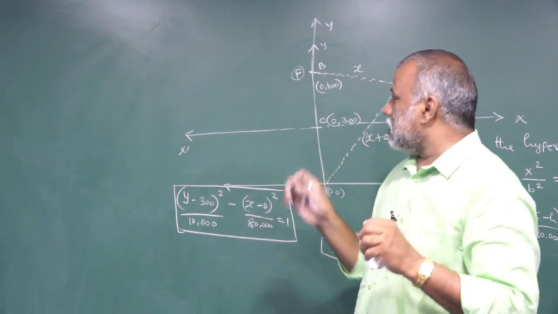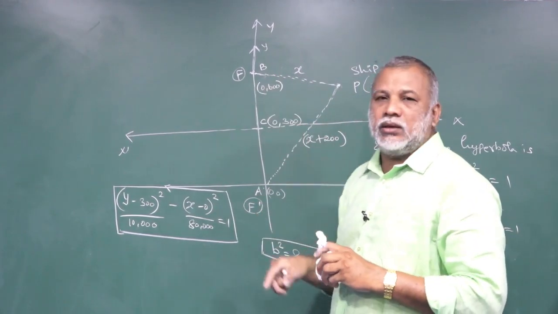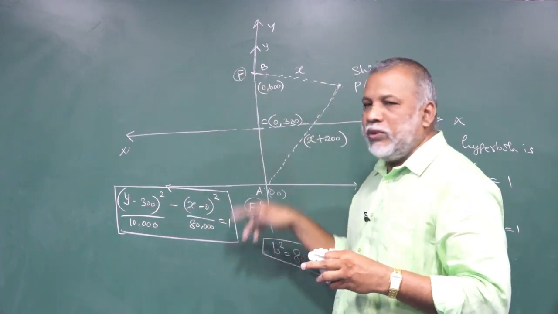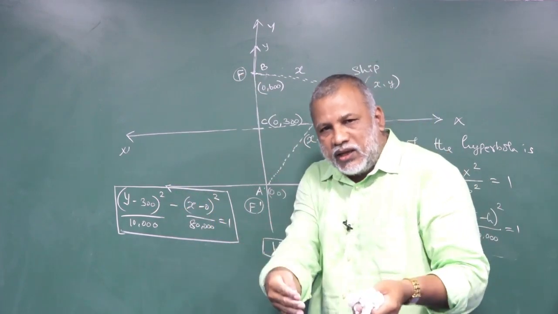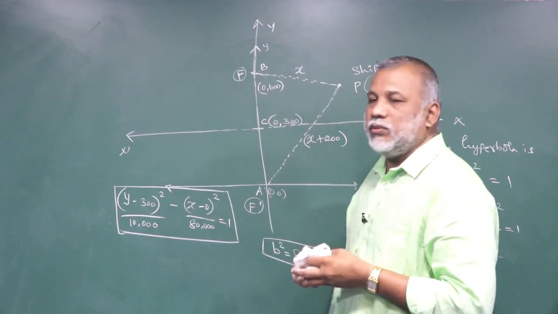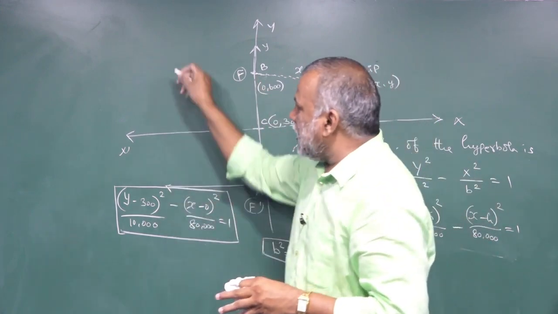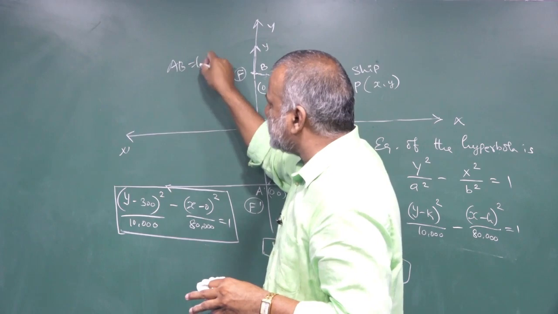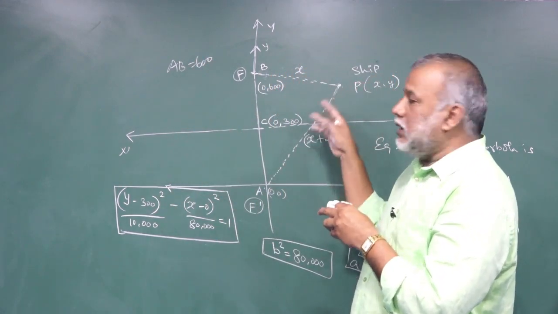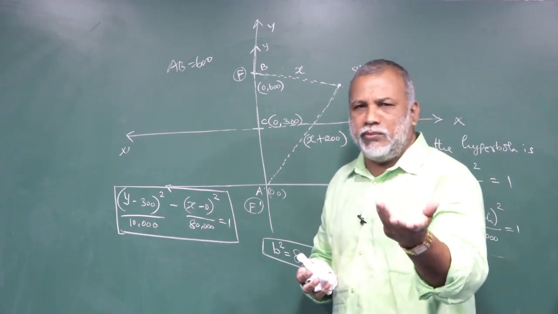Once again, listen to the concept. There are two stations, A and B, located 600 km apart. In the question itself they are giving A as the origin 0, 0, and B as 0, 600. So the distance between these two is AB. AB equal to 600. The first data is given. There is a ship P. So I am selecting P of x, y. Let us consider it to be any point.